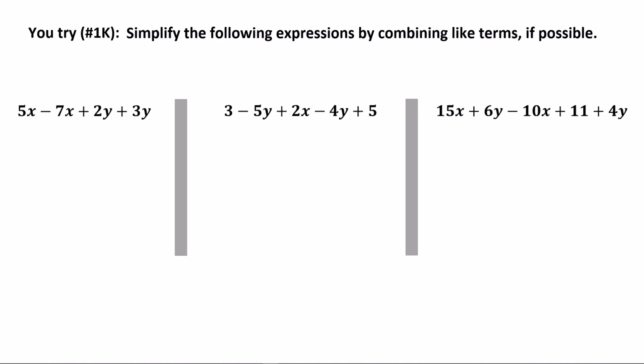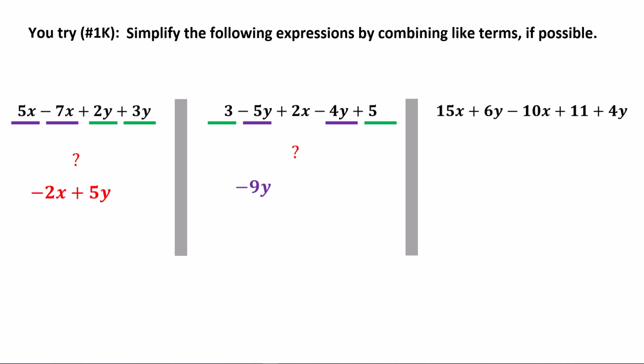Let's look at the first one. In the first one, the 2x terms, 5x minus 7x, become negative 2x. The next two terms, 2y and 3y, combine to make 5y. In this middle expression, the y terms combine to make negative 9y.